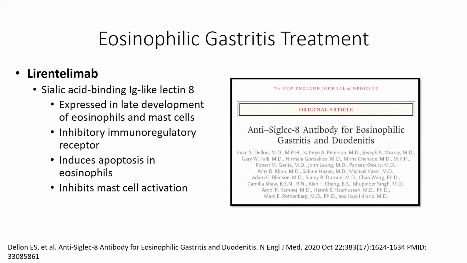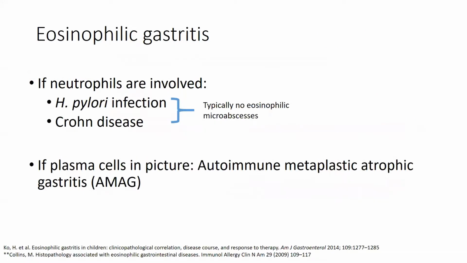More recent data indicate that lirentelimab, which is an anti-Siglec-8 antibody, and this receptor is involved in eosinophil apoptosis, and is a mast cell activation inhibitor. This is a promising drug for patients with eosinophilic gastritis, as this study indicated that patients experience histologic and clinical improvement after infusion with this drug. So this was recently published in the New England Journal of Medicine late last year.